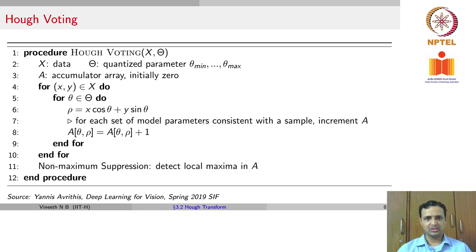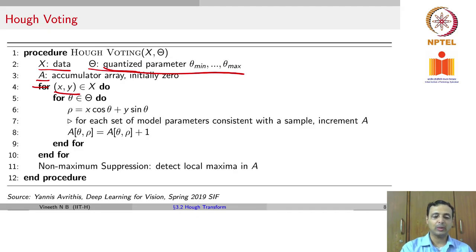Let's try to recount this through an algorithm. So you have your data x, you have a set of quantized parameters theta min to theta max. For example, if you take your polar parameterization, you may not want to vote for every angle between 0 and 360. You may want to divide 0 to 360 into 10-degree bins and have only 36 possible theta values. That's what we mean by a quantized parameter here. You also initialize an accumulator array, which is simply a frequency count of votes. You can look at it that way.